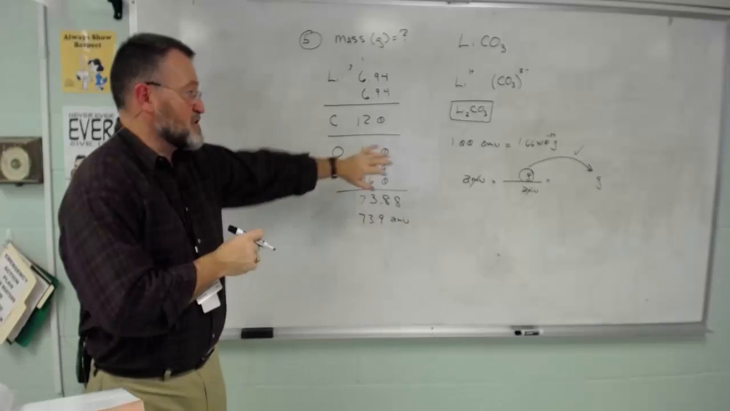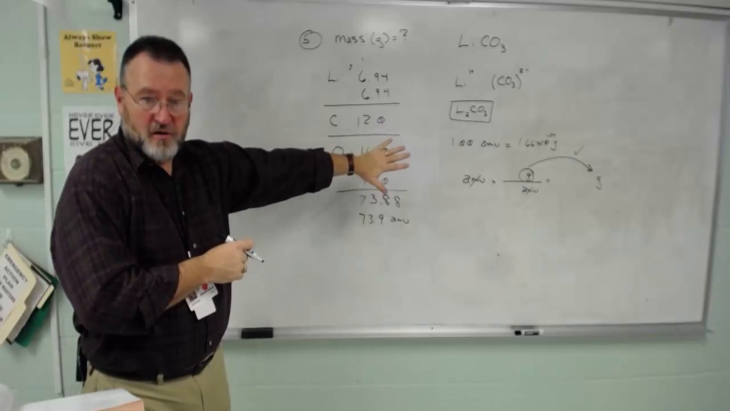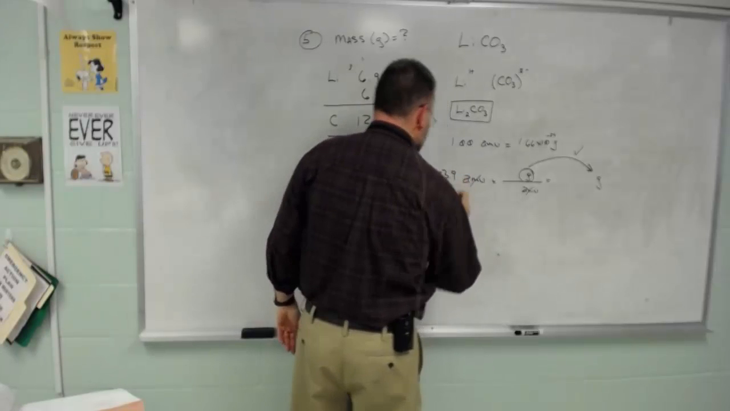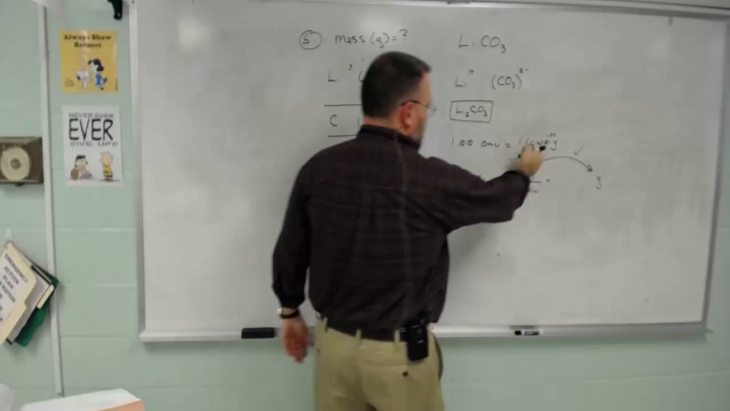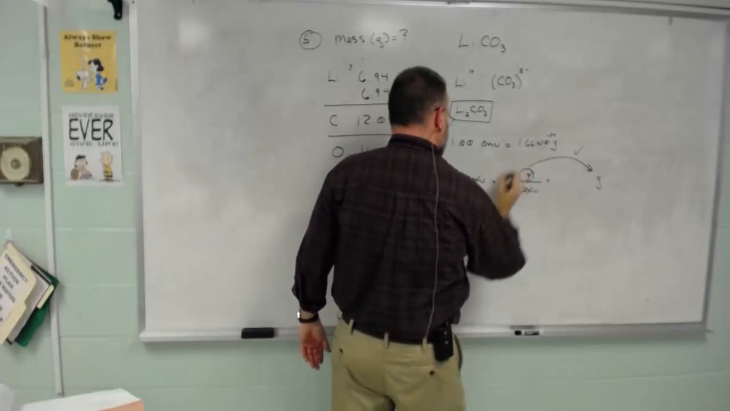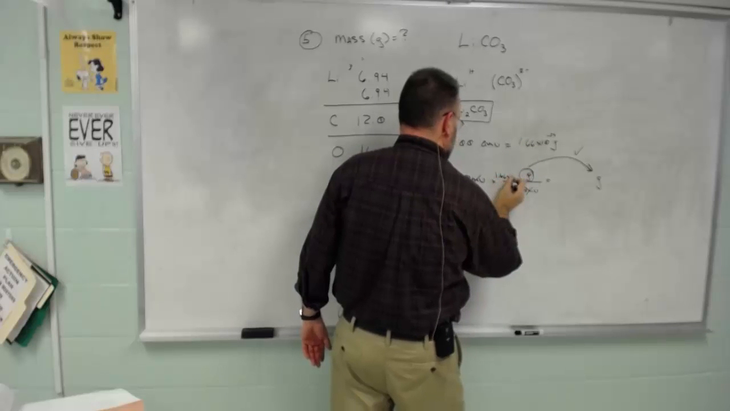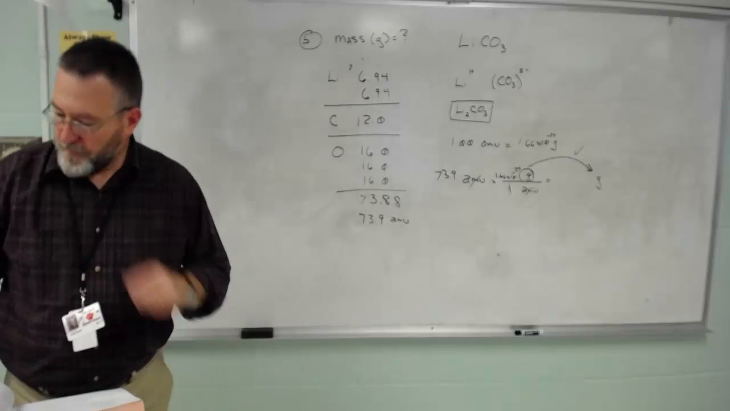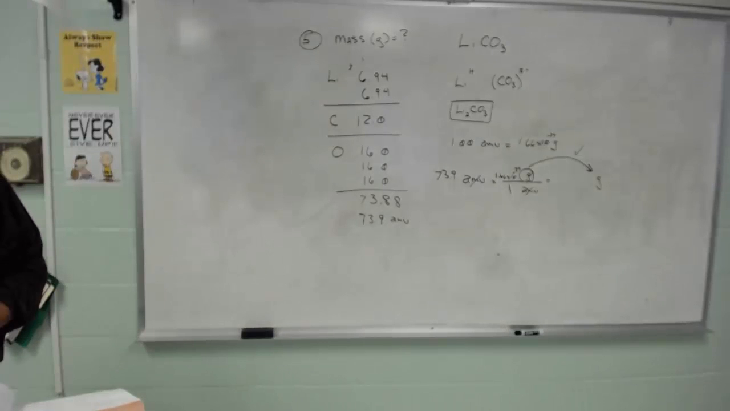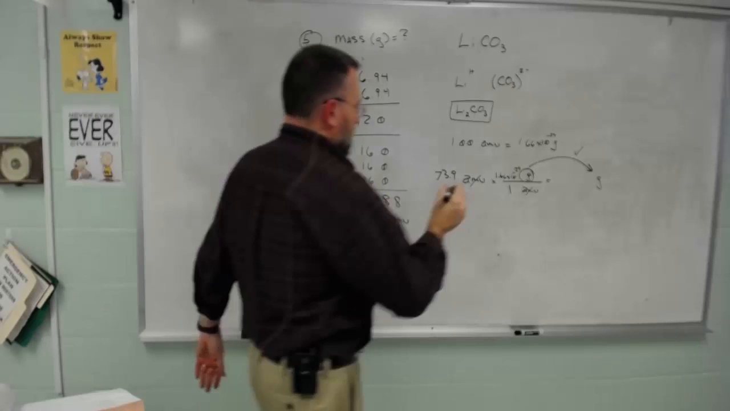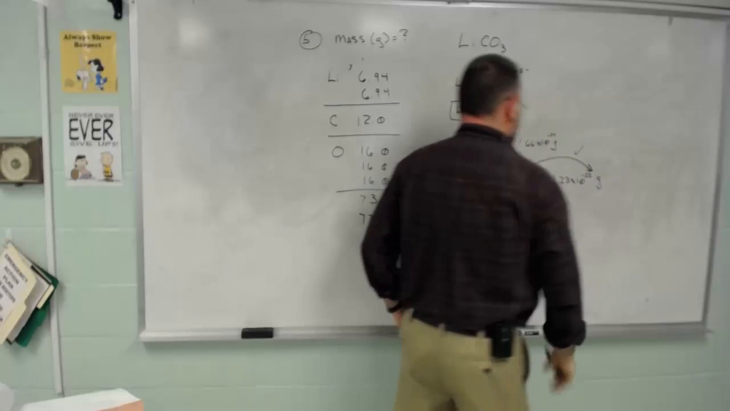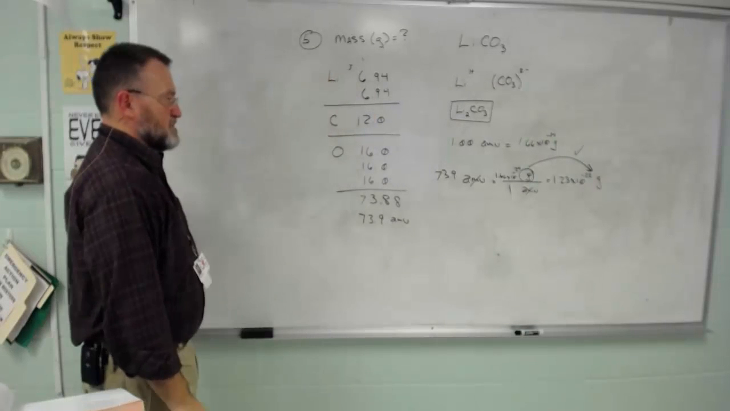Now I'm going to go through and actually put in the numbers that belong here in the setup and then do the math. We know that we have 73.9 AMUs, and we know from this statement of equality that 1 AMU is 1.66 times 10 to the negative 24th grams. The key is telling me here that my answer is going to be 1.23 times 10 to the negative 22nd grams.